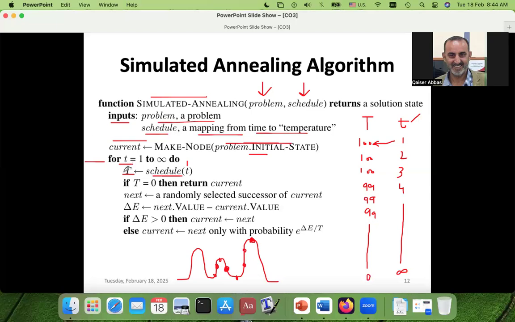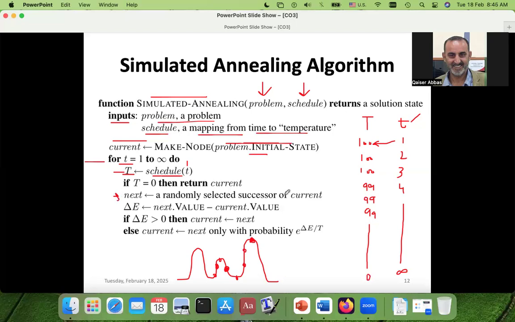So T, what is the value in T? 100 is the value in T. I will ask you questions in between my discussion, so be alive, don't sleep. So what is the value in capital T? 100. And then we are checking, 100 is equal to 0? No, condition false. And then we will come here.